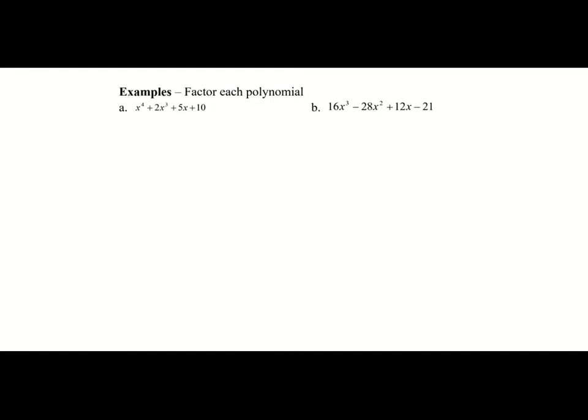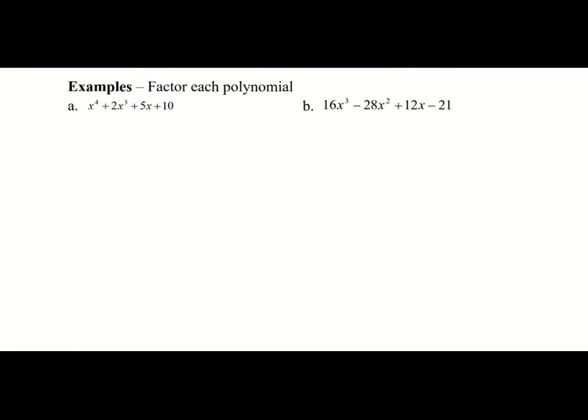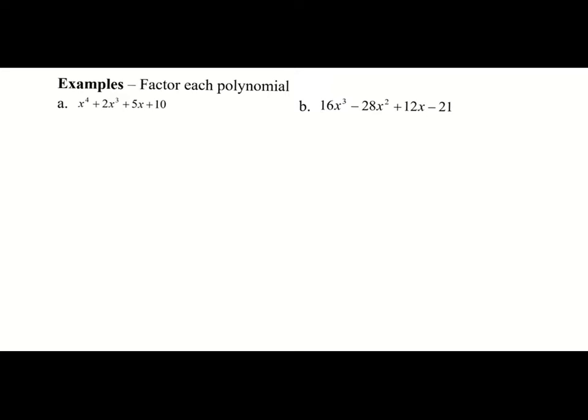And we're going to take a look at that on the next few slides. All right, so here I have 2 problems. For A, I have 4 terms: x to the 4th plus 2x cubed plus 5x plus 10. However, I don't have a greatest common factor that I can pull out of all 4 terms at once. So I'm going to try to factor it by grouping. I'm going to group my first 2 terms together and then my second 2 terms together.